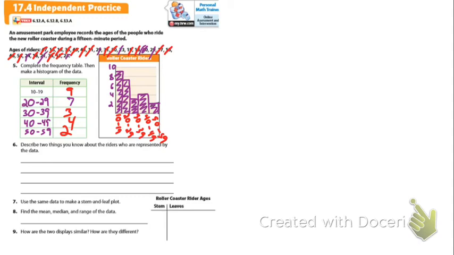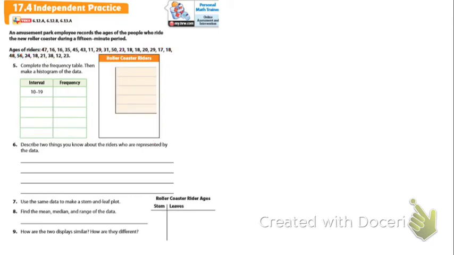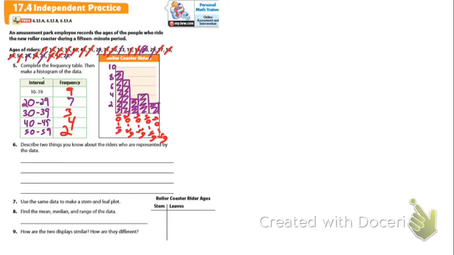Number 6. Describe 2 things you know about the writers who are represented by the data. What are 2 things we know for sure? One thing we know for sure, looking at the ages here, is that there was nobody younger than 10, and nobody older than 59. We also know that the age group that had the most writers was between 10 and 19 years old. So those are some of the things we could use for number 6.